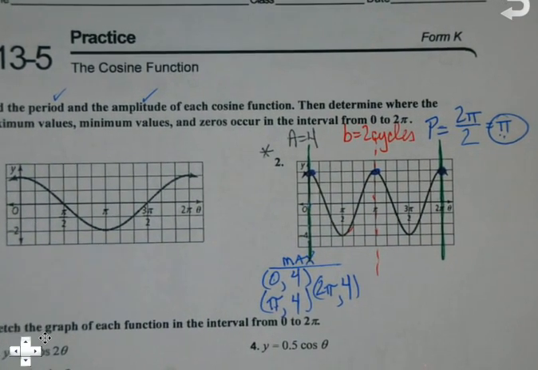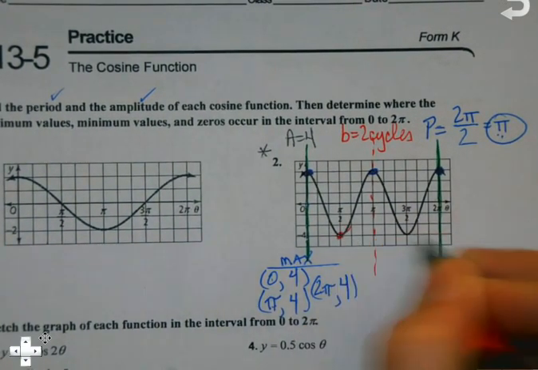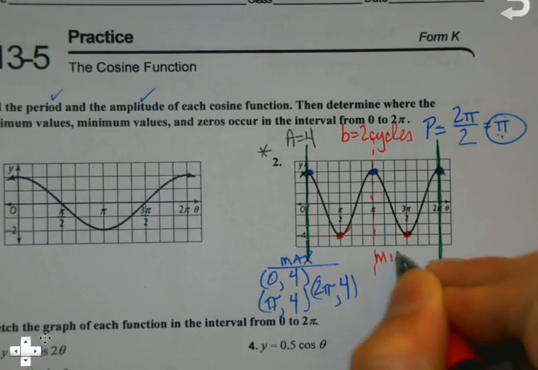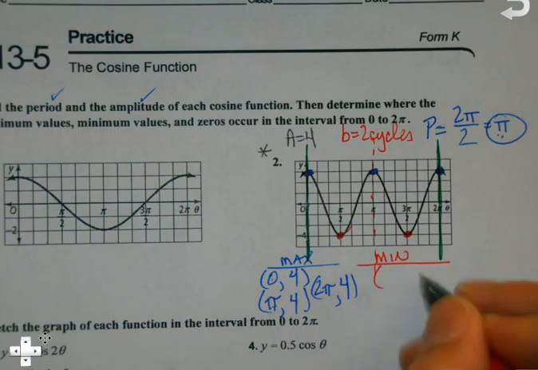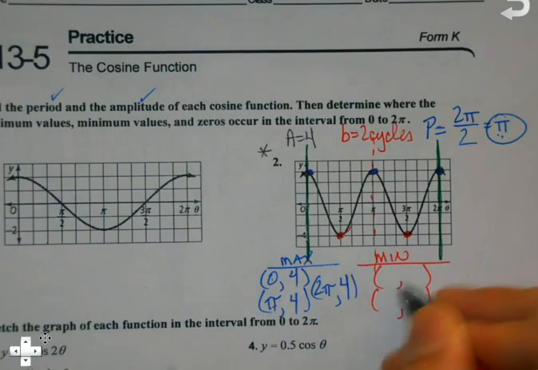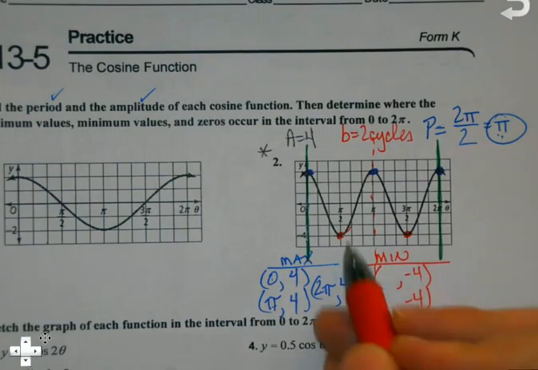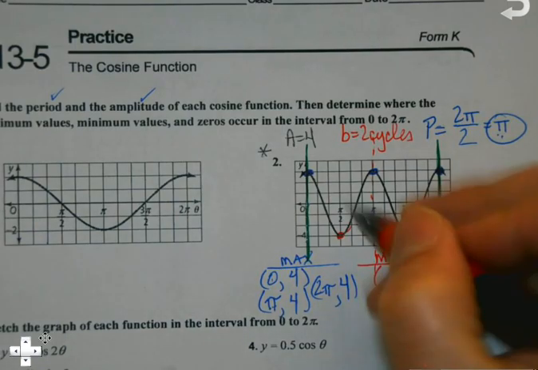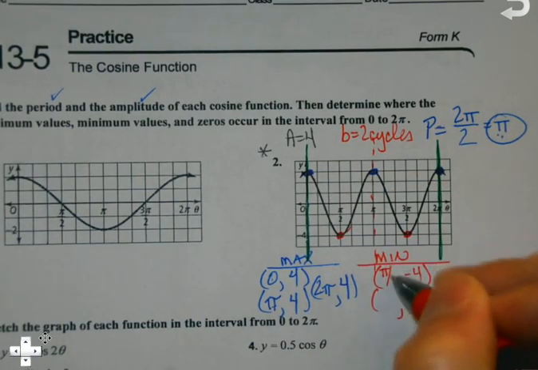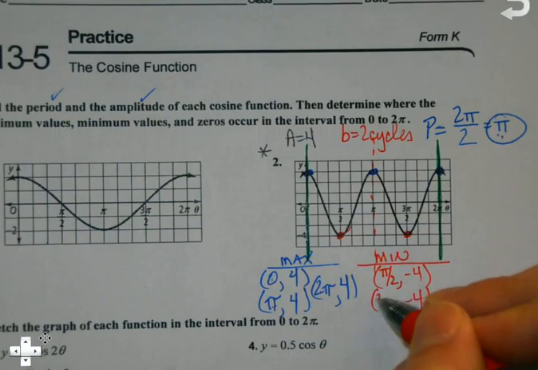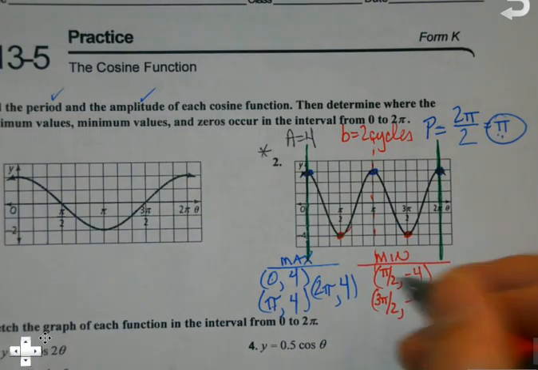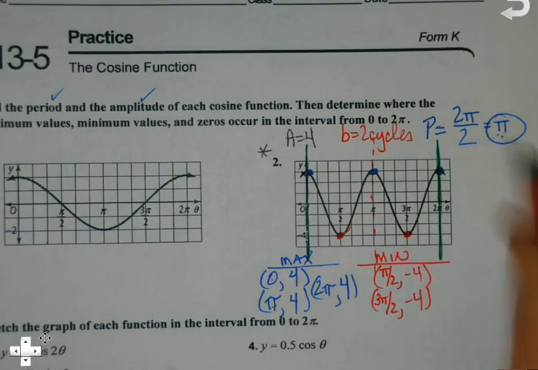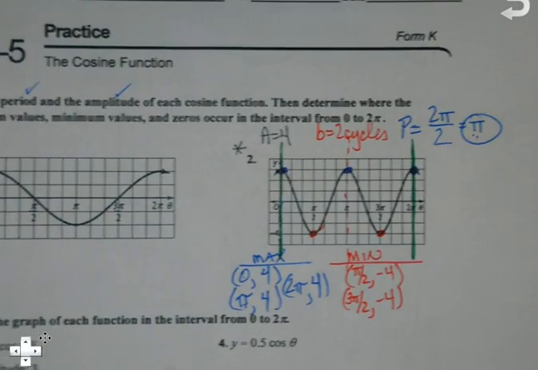So if I scooch over just a little bit here, label my minimums. Again, my minimums are going to be at -4, the opposite end of my spectrum. Again, y values, because they come back to the y-axis. And then my x values are at pi over 2 and 3 pi over 2. Again, the difference between 1/2 and 3/2 is 1, or 1 pi. So again, that pattern continues to develop for us as we're working through this.